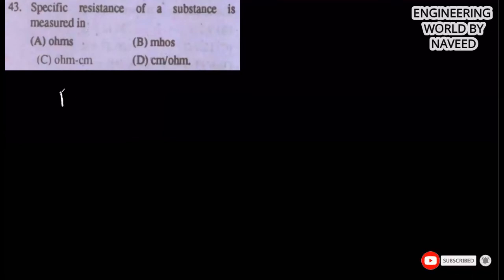Okay, next MCQ: specific resistance of a substance is measured in? Actually, specific resistance is resistivity. So resistance is equal to rho L divided by A, so your resistivity will be equal to ohm meter. So option C is the correct answer, ohm meter or ohm centimeter.